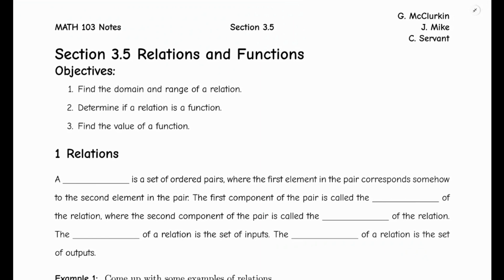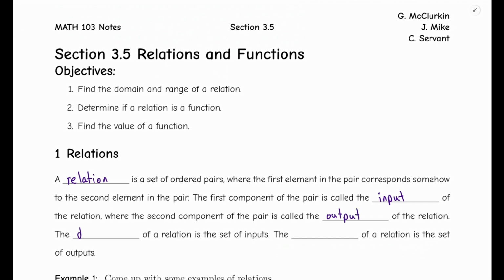Part 1, Relations. A relation is a set of ordered pairs where the first element in the pair corresponds somehow to the second element in the pair. The first component of the pair is called the input of the relation, where the second component of the pair is called the output of the relation.